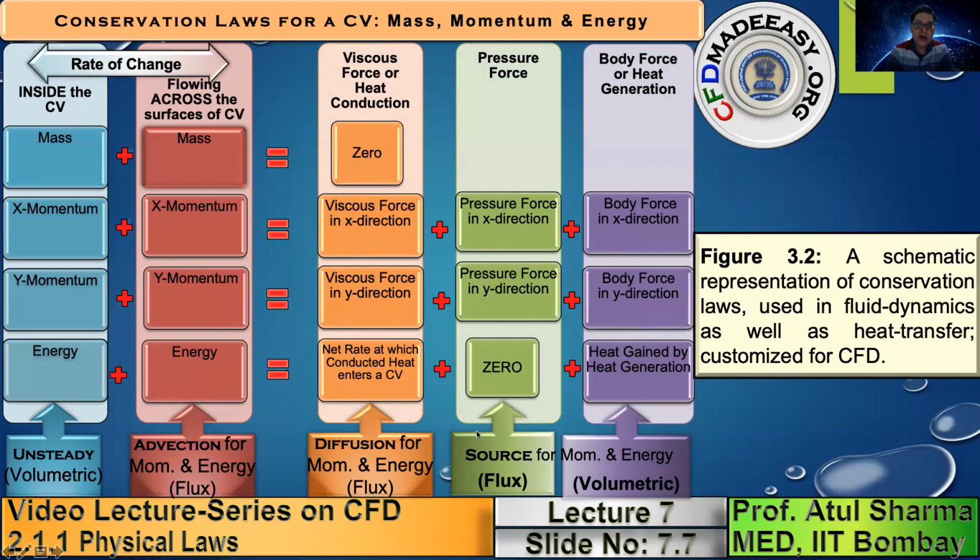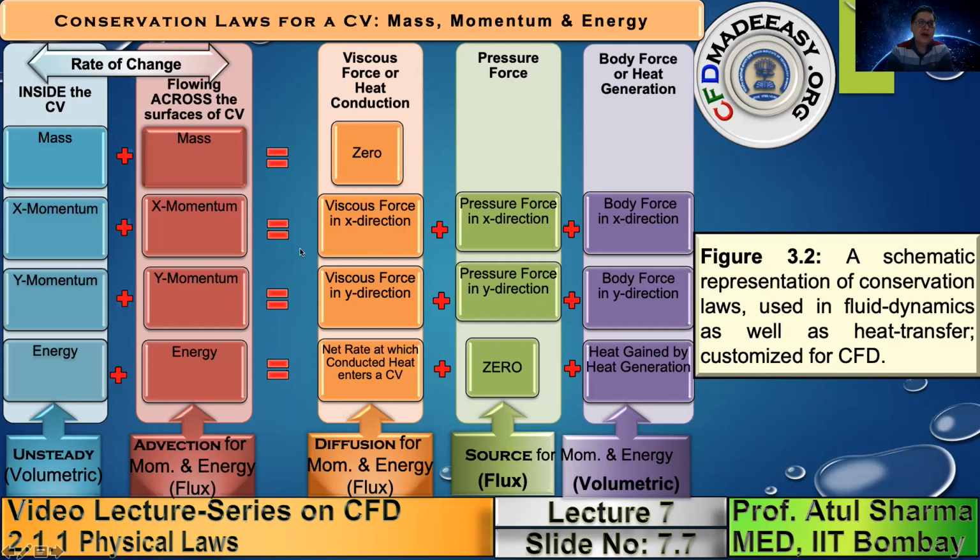So in computational fluid dynamics, we express these conservation laws as unsteady, advection, and diffusion terms, along with whatever is left other than these terms, which we call the source term. So this representation of the conservation law is customized for CFD.